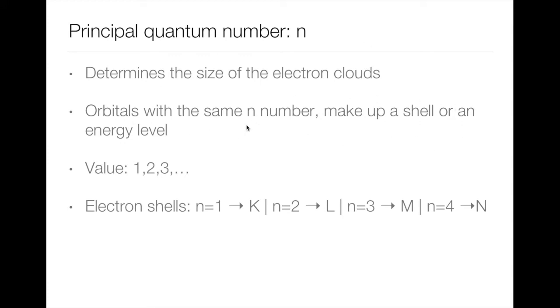So we've got electron shells K, L, M, N. K has a quantum number of 1, L 2, M 3, and N 4. So it takes values from 1 and above.